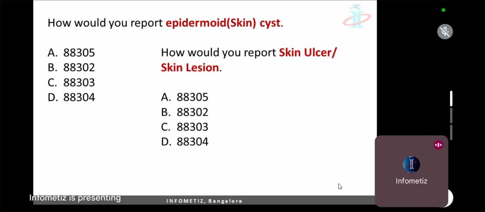88304, 88305. 304 covers cyst, tags and debridement. For any of these three things, 304 is the answer. Other than these three things, 305. So skin ulcer and skin lesion will come under other than these three. Or else you can check 302, 303, which is not a code also. Good?